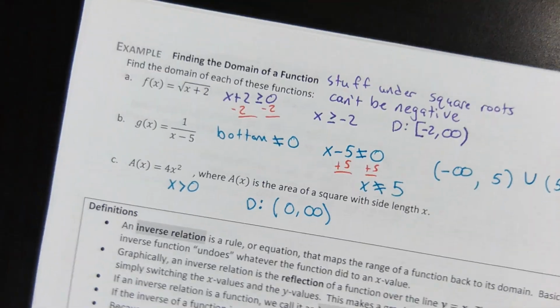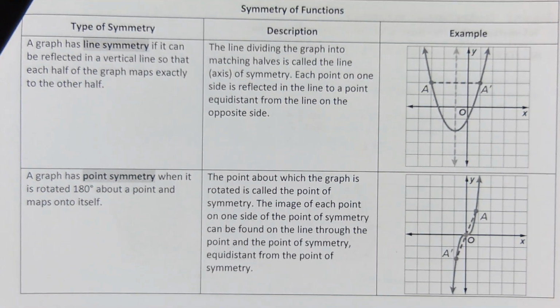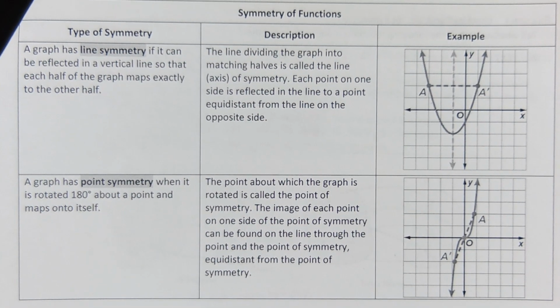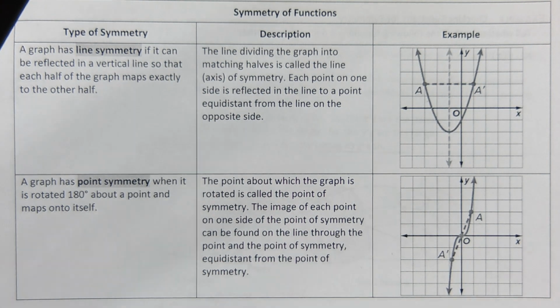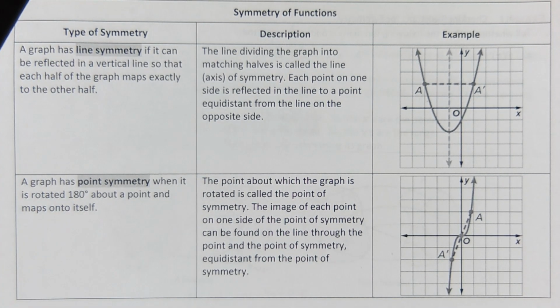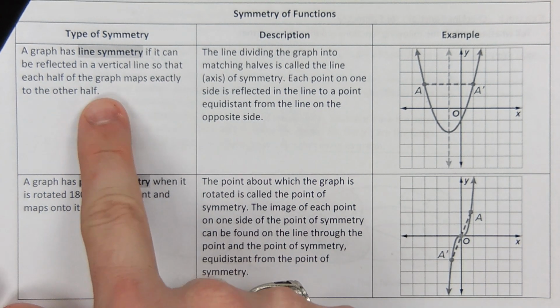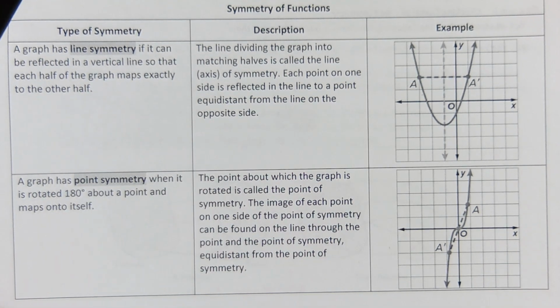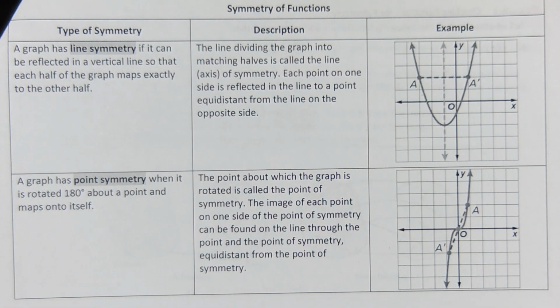Okay. This whole page is nothing but knowledge. The whole page is devoted to symmetry. There are two types of symmetry that we will discuss in graphs. Those two types are line symmetry and point symmetry. A graph has line symmetry if it can be reflected over a vertical line so that each half of the graph maps exactly to the other half.